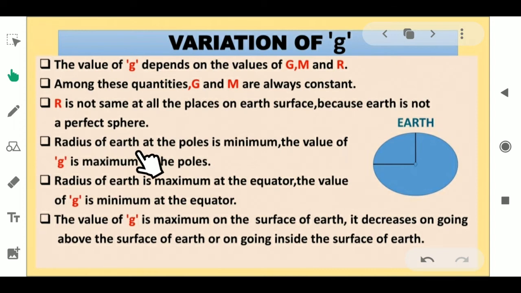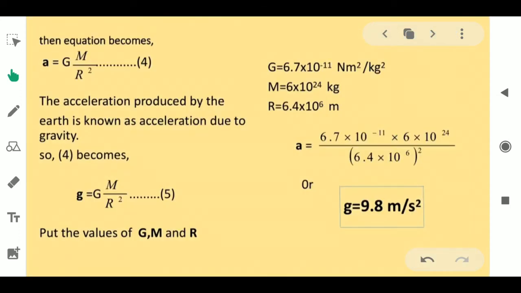The radius of Earth at the poles is minimum. Therefore, the value of g is maximum at the poles. These are the poles, right? Yes, North Pole and South Pole. Here in this case, the radius of Earth at the poles is minimum. You can see the radius is less in the case of the pole, from center to pole. Therefore, the acceleration due to gravity is maximum at the poles. Why is it so? Because acceleration due to gravity is inversely proportional to the radius of the Earth.